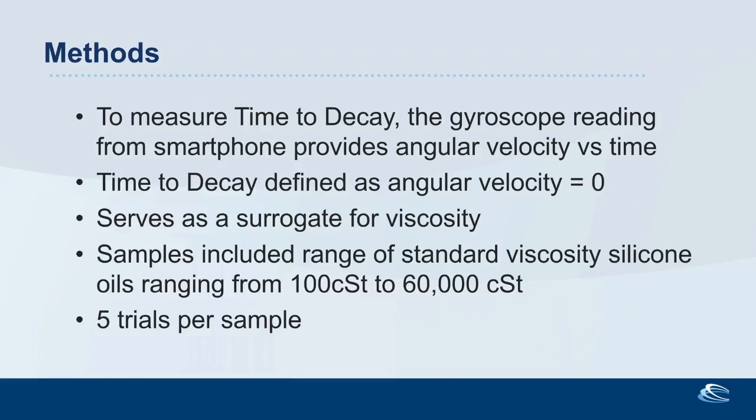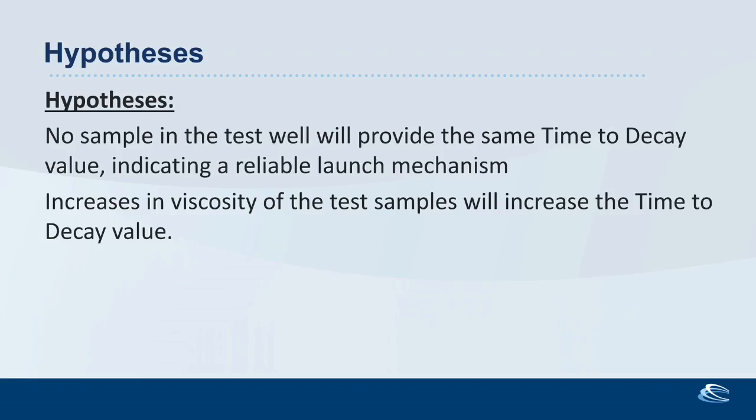And so to test our device for validation and verification, we intended to measure time to decay through the gyroscope reading, and we defined that as angular velocity equals 0. We postulated that this would be a surrogate for viscosity. And so samples that we tested range from 100 centistokes to 60,000 centistokes, which is about the range that we want for mucus. And we looked at 5 trials per sample. So our hypothesis was that no sample in the well will provide the same time to decay value, indicating a reliable launch mechanism, and then increases in the viscosity of the test samples will increase the time to decay value.